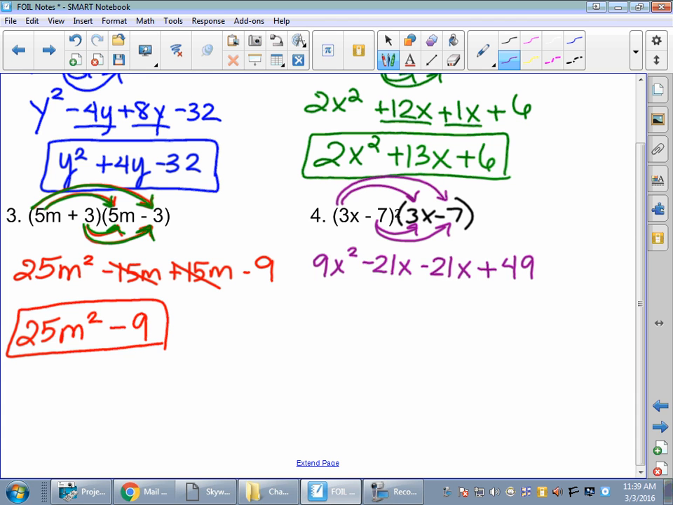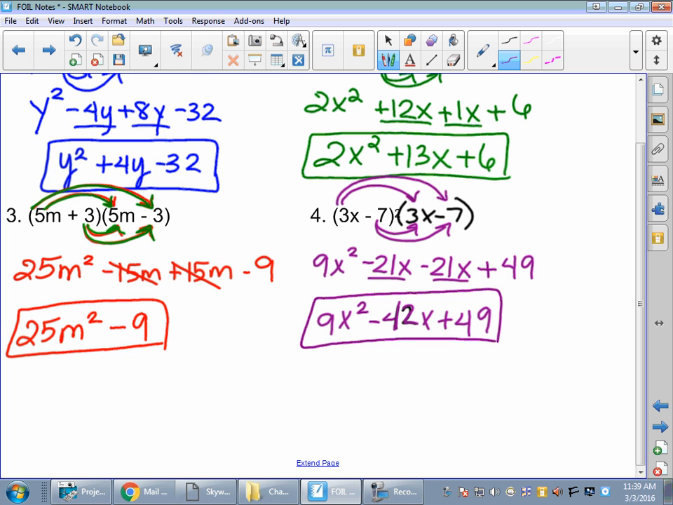So these two middle terms are exactly the same because they were squared. So negative 21x and negative 21x makes negative 42x. So 9x squared minus 42x plus 49. I would like to show you right next to that problem what it looks like, or the steps that we could save in work for that particular problem.